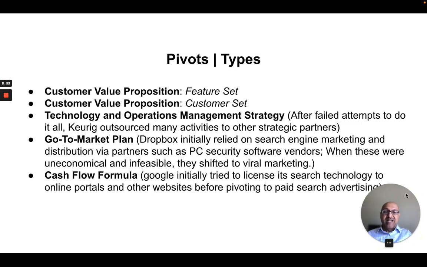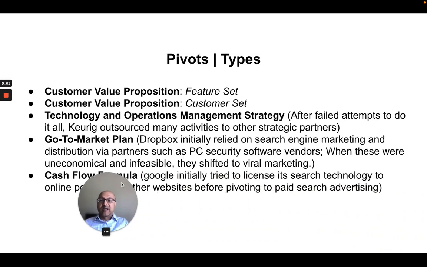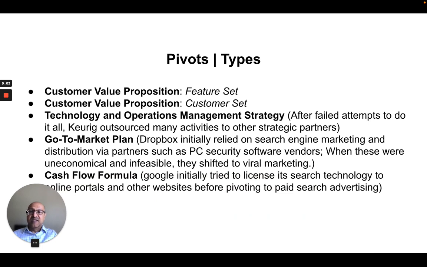Now, once we find out some insights and we're careful about the considerations, we need to think about how we adapt to the insights we learn, especially if our hypotheses are invalidated. These are called pivots. There are a few types. We can pivot on the feature set, so that's called the customer value proposition pivot. We might pivot on the customer set itself, the customer segment. Maybe it's not the right type of customer.